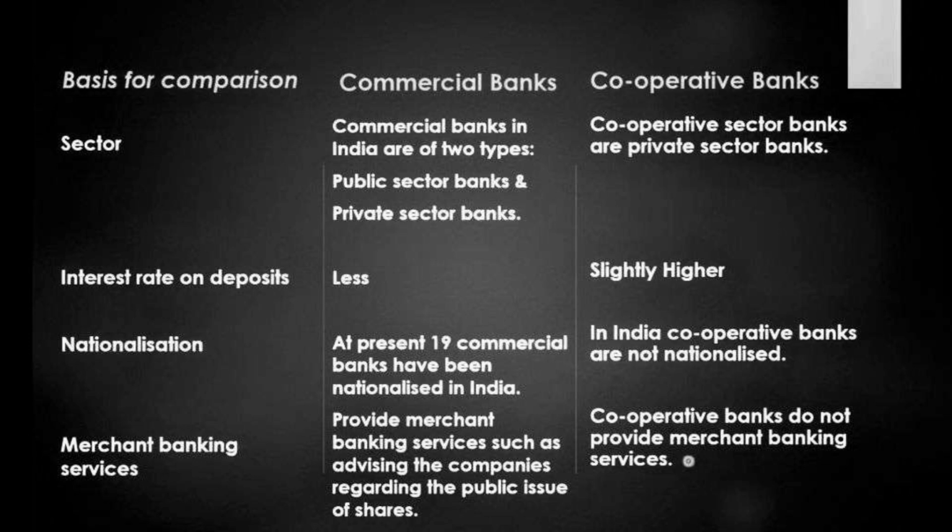Now the next one is sector. Commercial banks in India are of two types, public sector banks and private sector banks, whereas cooperative banks are private sector banks only. Next one is interest rate on deposits. Commercial banks provide a lower rate of interest on deposits, whereas cooperative banks provide a slightly higher rate of interest on deposits.